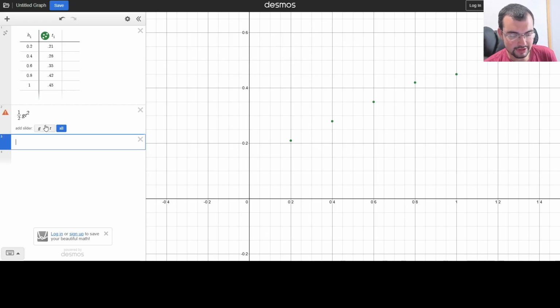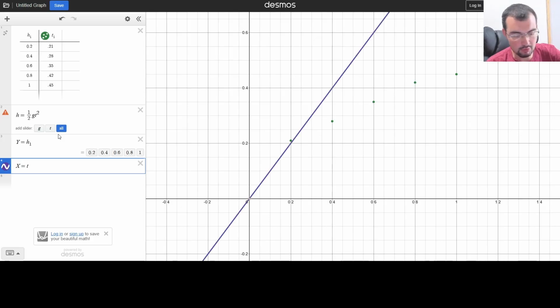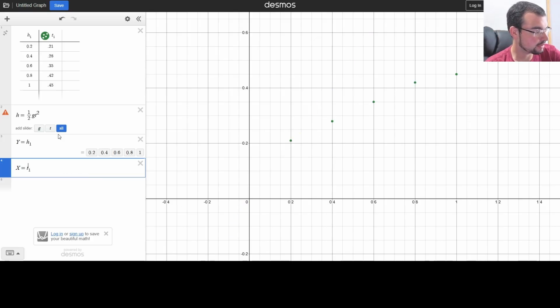So what we said is that since h was equal to 1/2 g t squared, a reasonable thing we could do is make h one of our variables, and t squared our other variable. So on the y-axis, we wanted to put h, but not h, it was h1. You have to remember to do the subscripts. And then our x-axis was t1 squared.